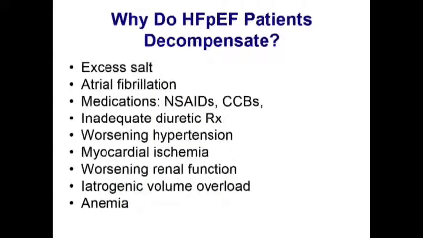So why do these people decompensate? Excess salt. New-onset atrial fib, someone's added chronic NSAIDs or a CCB that decreases the ejection fraction like diltiazem or verapamil, or she's not on a diuretic, or she has worsening blood pressure control, or now she's superimposed myocardial ischemia, or her kidney function's gotten worse, or we've added too much volume, or she's now got a decrease in oxygen carrying capacity because she has new-onset anemia. So these are some of the things to think about in these patients.